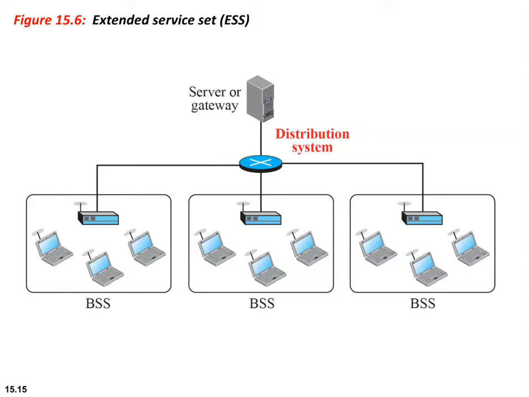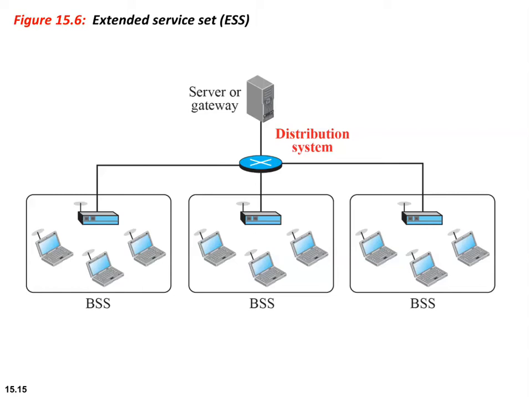Second is BSS transition mobility. Here the stations move from one basic service set to another, and the movement is within one extended service set. Third is extended service set transition mobility. Here, the stations can move from one extended service set to another extended service set. So these are the three station types.